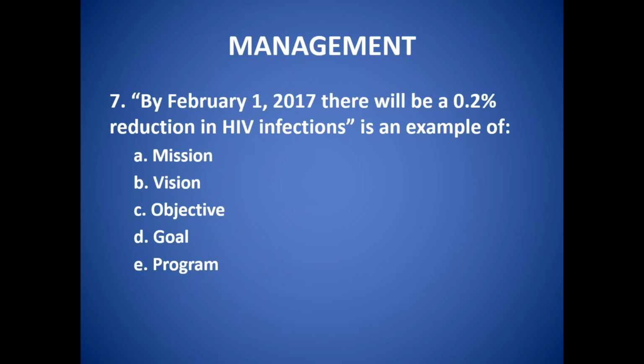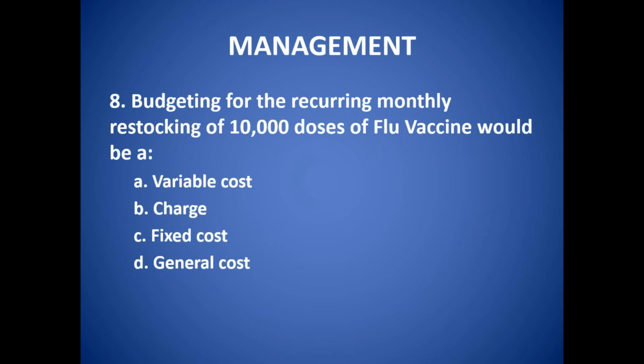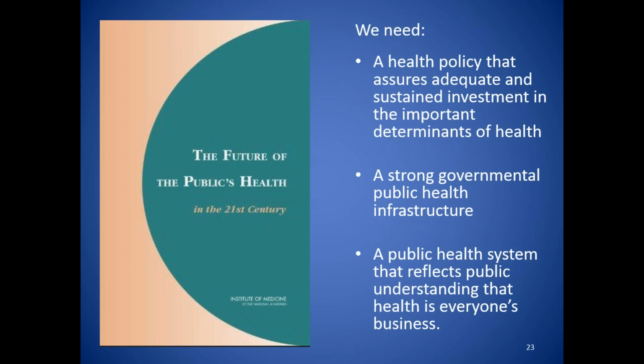Seventh, by February 1st, 2017, there will be a 0.2% reduction in HIV infections. Is an example of A, a mission, B, vision, C, objective, D, goal, E, program. Question number 8. Budgeting for the recurring monthly restocking of 10,000 doses of flu vaccine would be A, a variable cost, B, a charge, C, a fixed cost, D, a general cost. Okay, so let's go on, save those responses, and we'll address those at the end of the webinar.